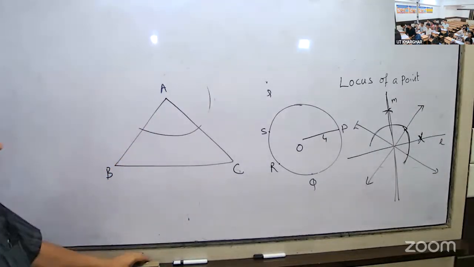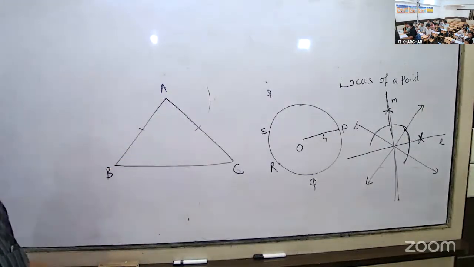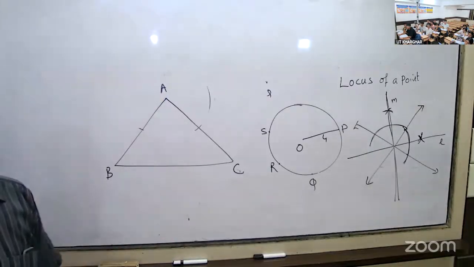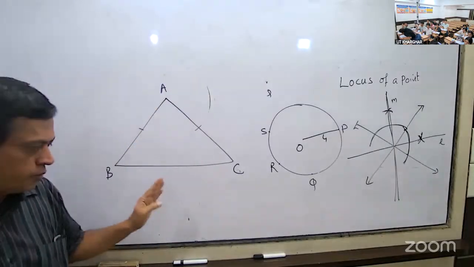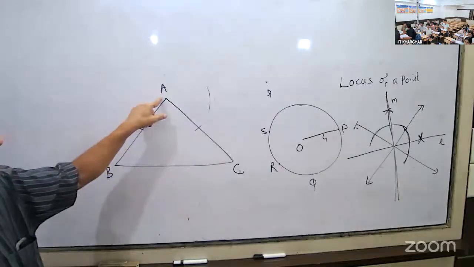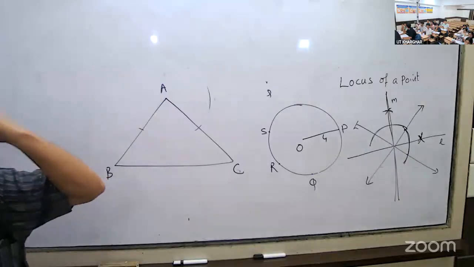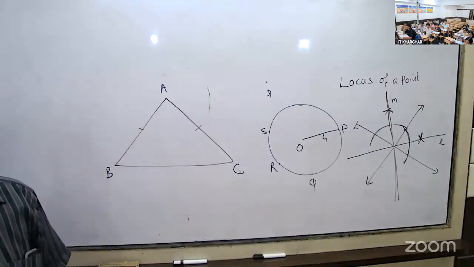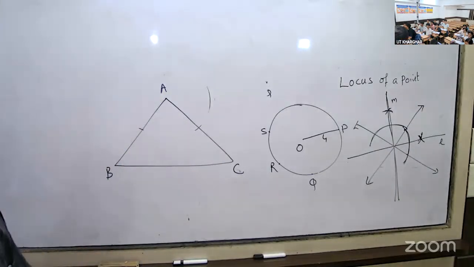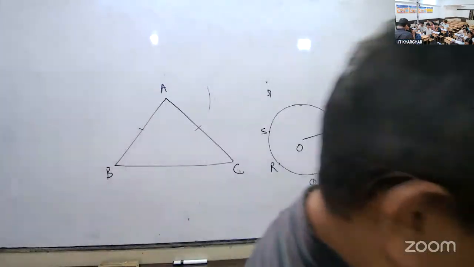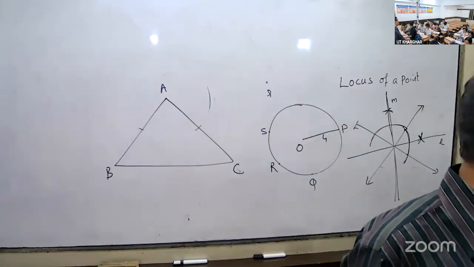Now the next, second part. Obtain the locus of points equidistant from B and C. Perpendicular bisector of BC you draw. Two points means perpendicular bisector. One point distance means circle. Now the third one. Obtain the locus of points equidistant from AB and BC. Angle bisector of angle B. I repeat, one point means what do you have to draw? Circle. Two points means perpendicular bisector. Two intersecting lines means angle bisector.